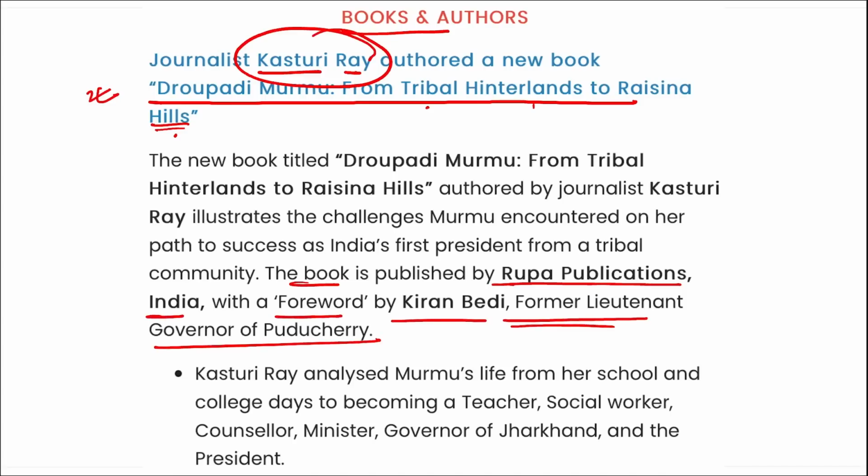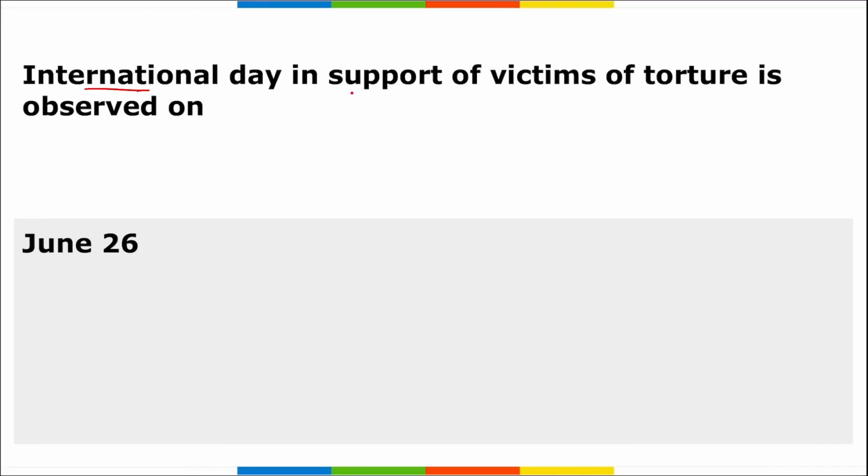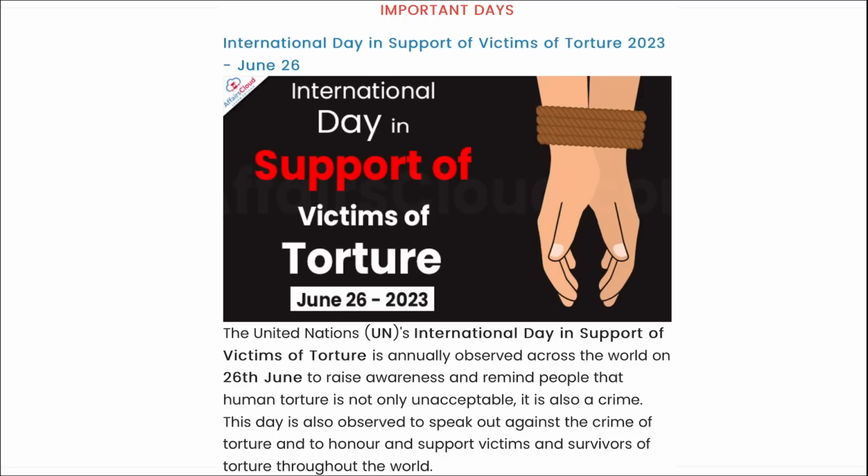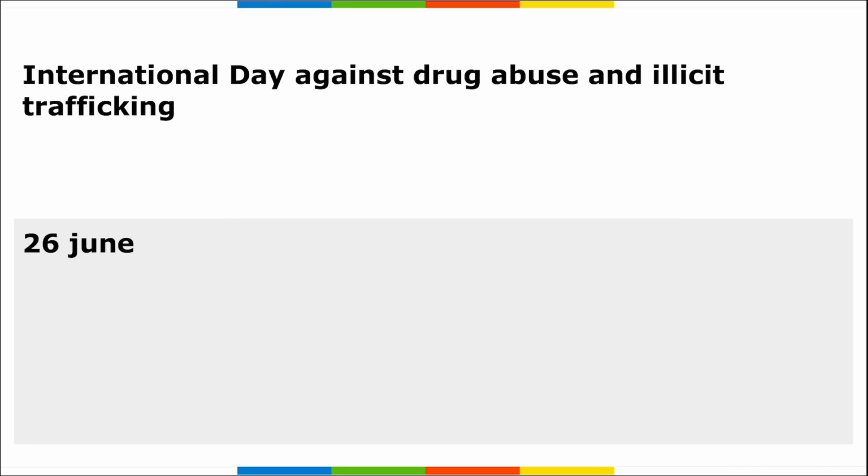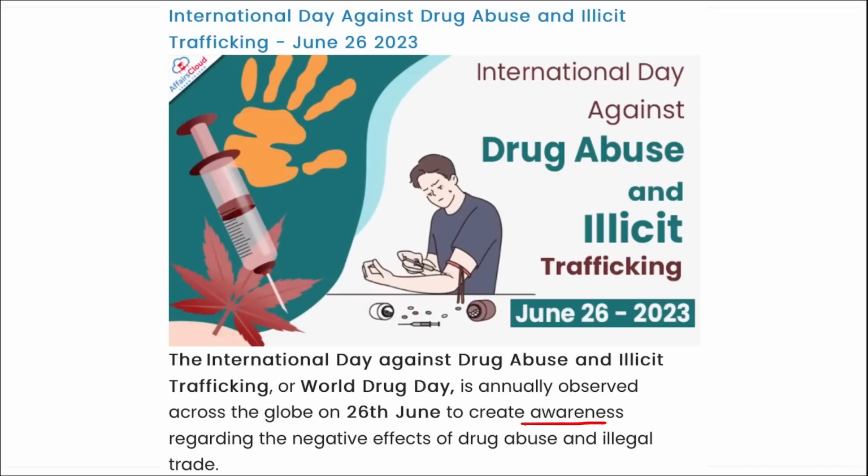Next, International Day in Support of Victims of Torture is observed on 26th of June, right? This day is annually observed across the world to raise awareness and remind people that human torture is not only unacceptable, but it is also a crime. Next is International Day Against Drug Abuse and Illicit Trafficking. This day is also observed on 26th of June, to create awareness about the negative effects of drug abuse and illegal trade. That's why we read reports that drug cases all over the world are increasing.